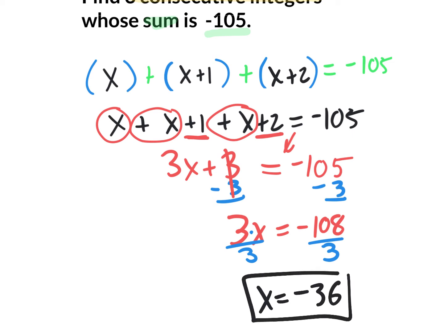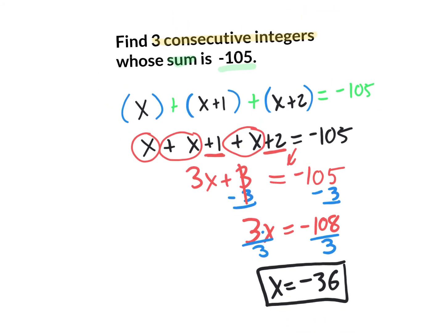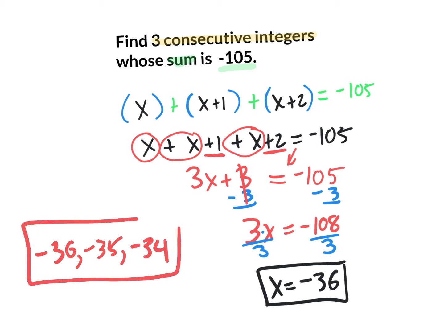Now, keep in mind that the question originally asks for 3 numbers, and so far I just have 1 number. So again, we want 3 numbers, and this first number is x, and x is negative 36. So the first number is negative 36. The next number is consecutive to it, negative 35, and the next number is right next to it, negative 34. So these are the 3 numbers that if you add them up will give you negative 105. The important part here is to be able to create this equation. Let's try another.